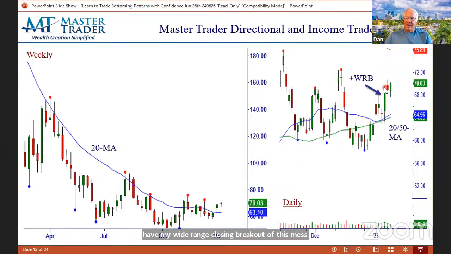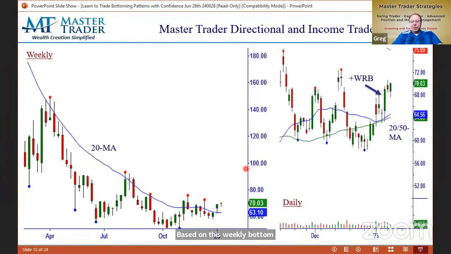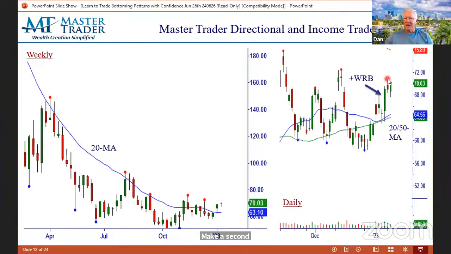we would buy over the high of this bar, stop low. And I honestly don't know what the target is, but I would say possibly $80 to $90 based on this weekly bottoming pattern. Definitely good for a put spread. Absolutely. Right. The power of this daily bar, whatever price this is, let's call it 64.